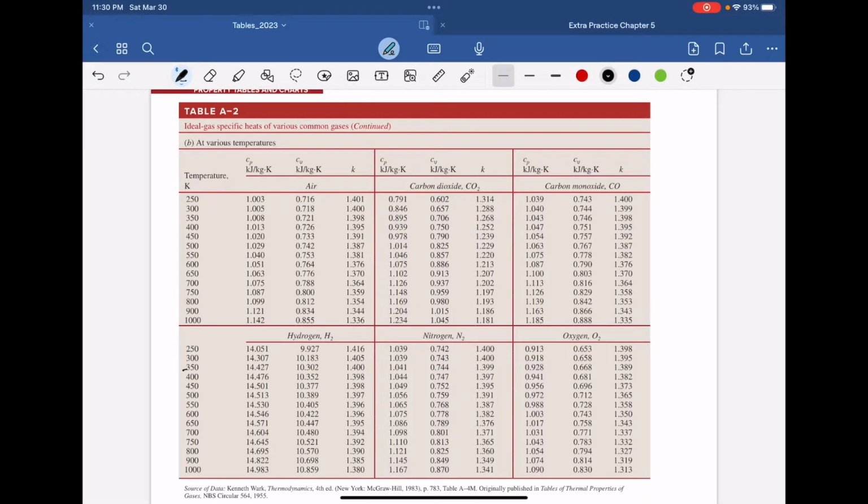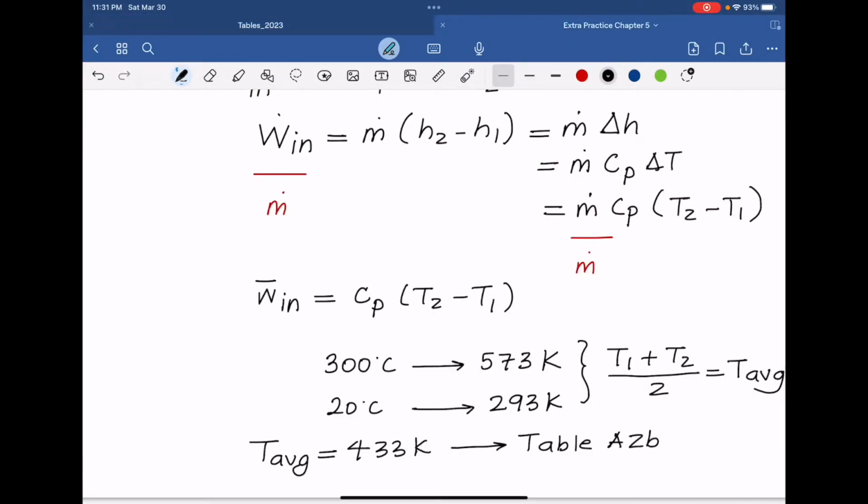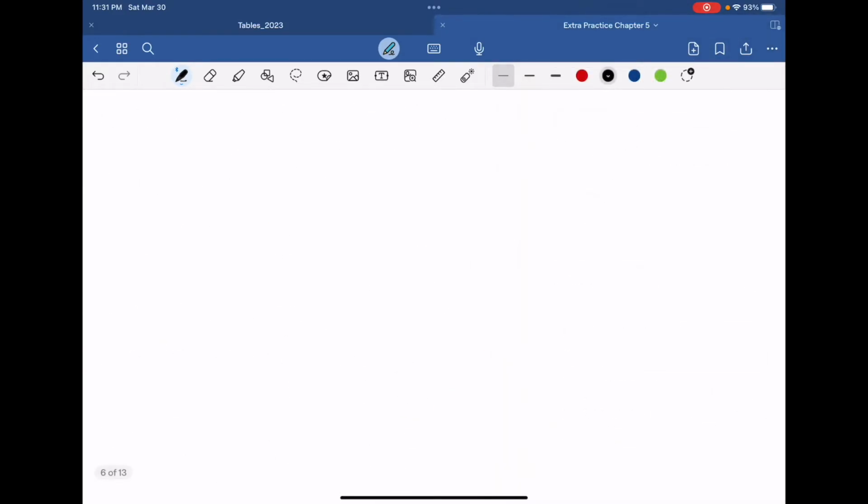So we go to the table for different gases, air, carbon dioxide, carbon monoxide, hydrogen, nitrogen. We use this table, right? So in that case, we are looking for the specific heat at 433 Kelvin. So somewhere in between these values, if you do interpolation, you're going to find specific heat to be 1.018 kilojoule per kilogram Kelvin. Okay. So therefore, let's solve it. We were trying to solve it for the work per unit mass using specific heat.